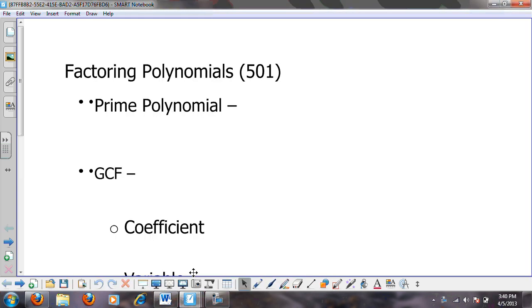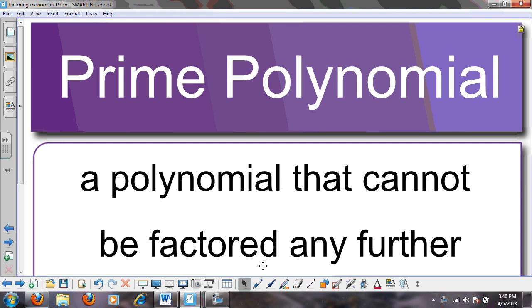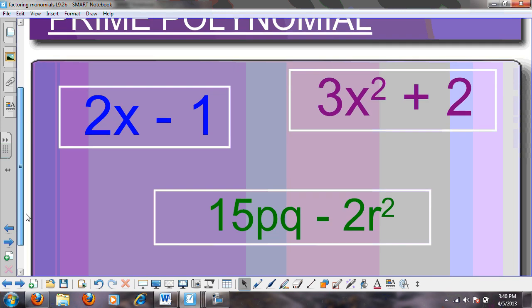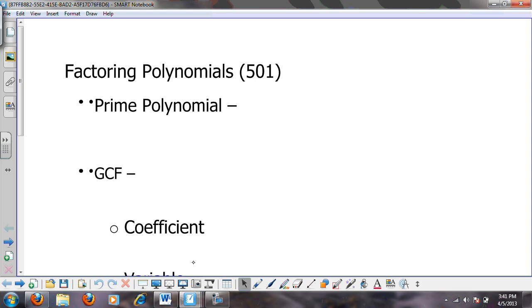Prime polynomial. Well, what do we know about the word prime? Yes, we know that a prime number is a number that has only two factors, one and itself. 3 is a prime number, 5 is a prime number, 11, 19, 29, 37. Prime numbers. So a prime polynomial will be a polynomial that cannot be factored any further, like these. There is nothing in common between 2x and 1, 3x squared and 2, 15pq and 2r squared.